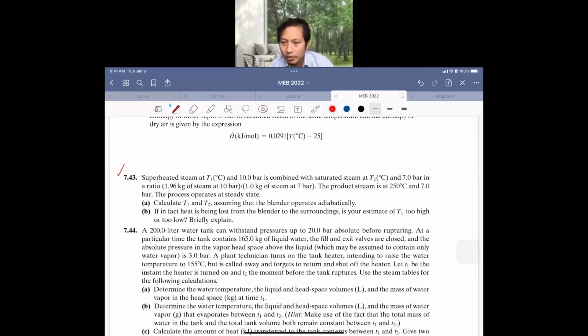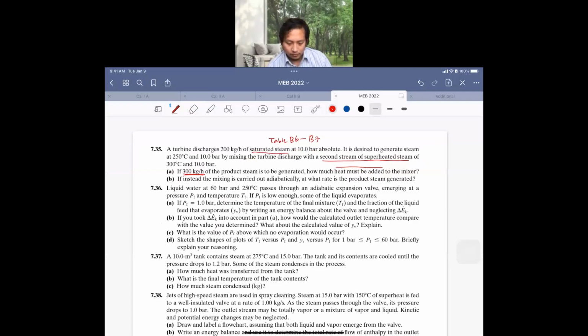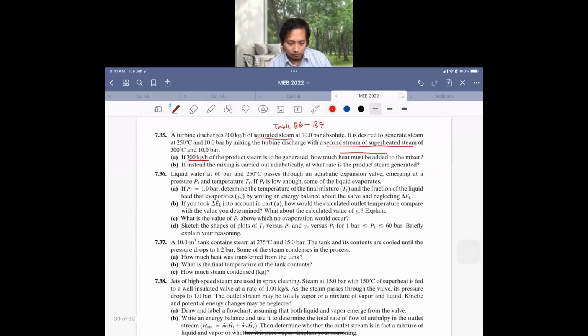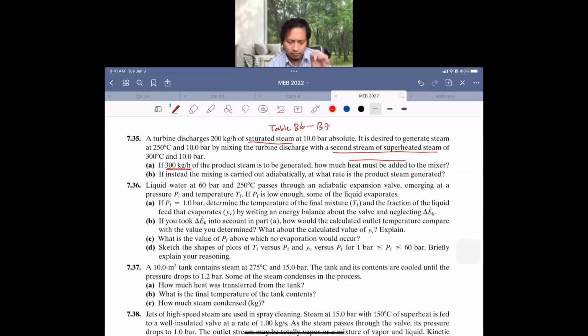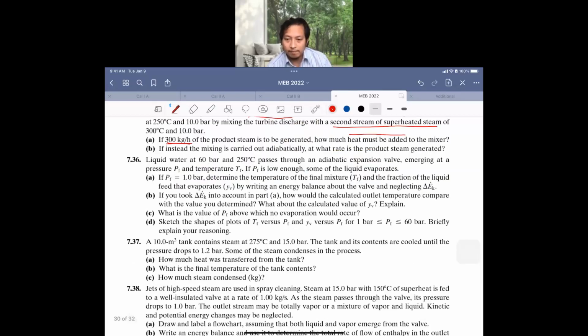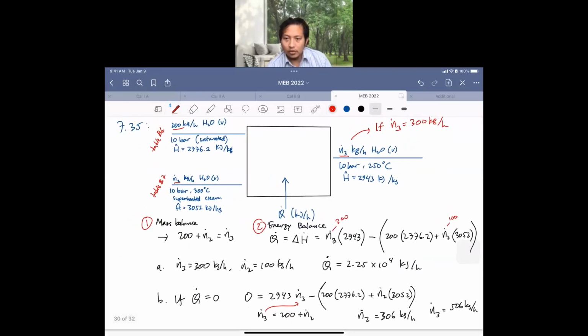At least try for B, if the mixing is adiabatic, would it still be 300 kilogram? I think based on the question here, the 300 is the one that we are going to look for. For number A, the 300 is fixed as the one that we desired, right? But for number B, we have the adiabatic case, and we would like to know the product that can be generated if it is adiabatic. Or if you calculate and it's still 300, that will be a different opinion. Okay, I think that should be the case.